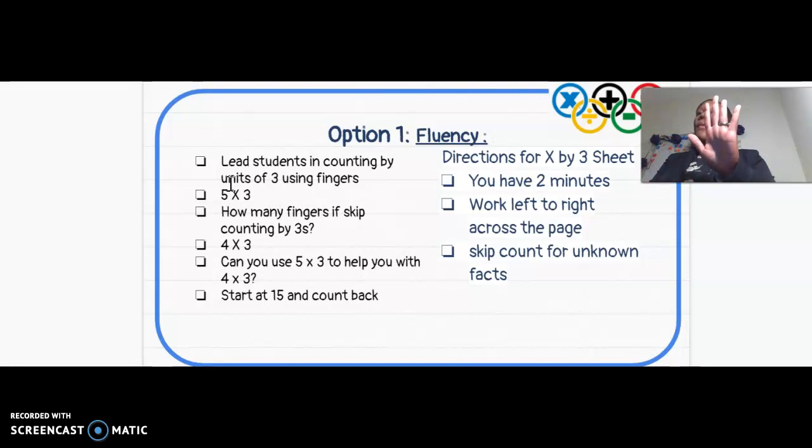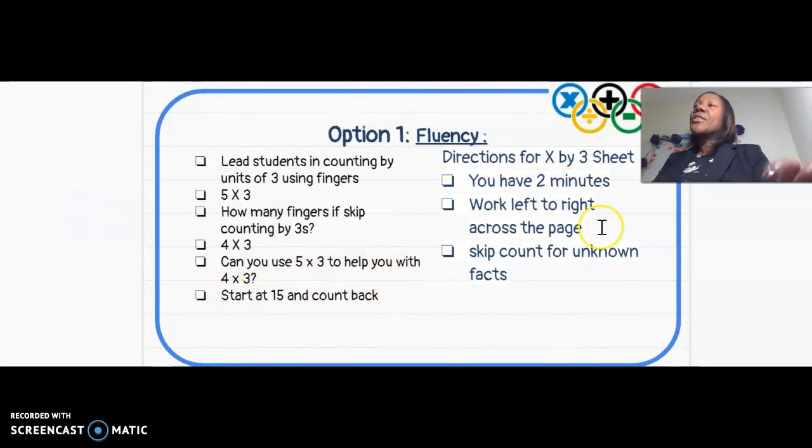So let me think for a minute. If I know that 5 times 3 is 15, I wonder if I see 4 times 3, if all I would have to do is skip count backwards. Let's try that out. So I know that this is my 4th finger, so I would go 15, 12. That's the 4th finger. Therefore, 4 times 3 is 12.